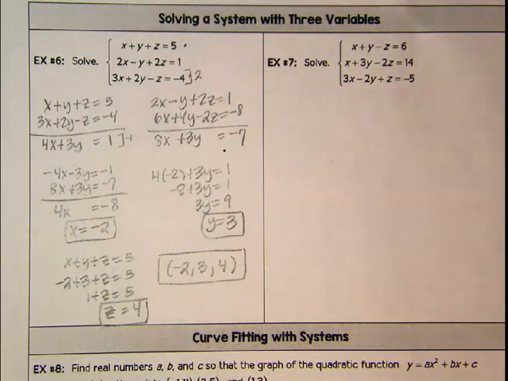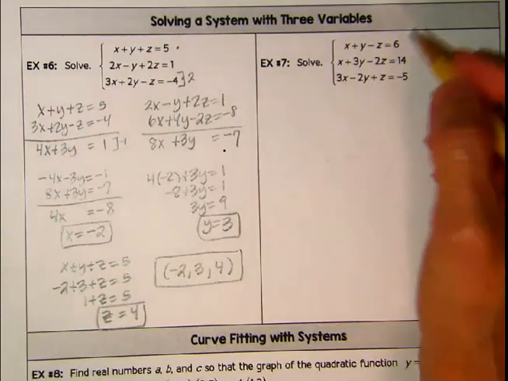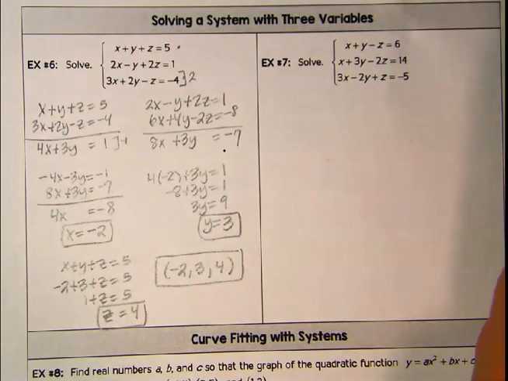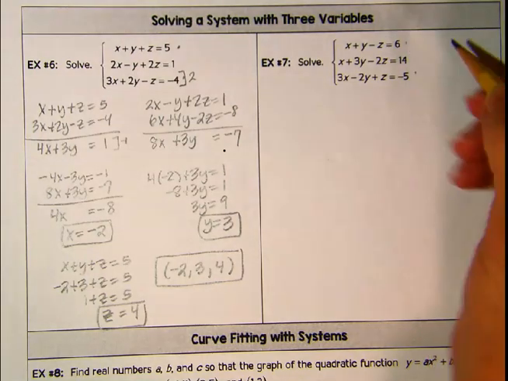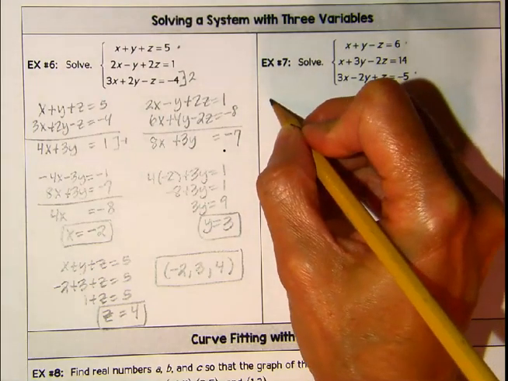So let's look at number 7, as another example. Here you can choose to eliminate the x, the y, or the z. It really doesn't matter. I think I'm going to do the same thing I did on that one. I think I'm going to go with the z's because they look like they're pretty easy to take care of. So on the first one, I'm going to do the first and last, basically the same way I just did that one.